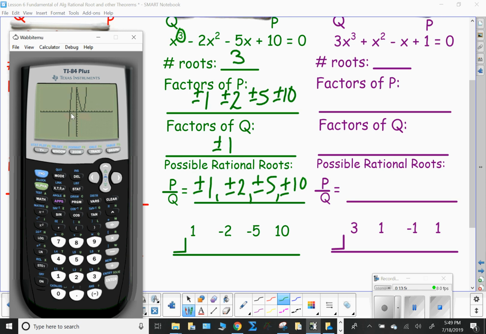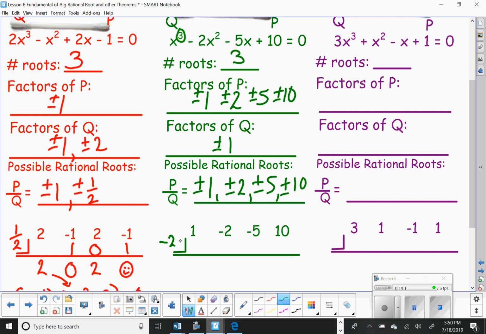Okay, now I can see it's somewhere in between here, and it looks like it could be negative 2 or 2. Huh. All right, well, if it's negative 2, then I should put a negative 2 in the seat. So I'll put negative 2. I bring the 1 down, I get negative 2, I get negative 4, I get 8. This gives me 3, and this gives me negative 6. I've got 4. Well, that's not it. But it looks like it, doesn't it?